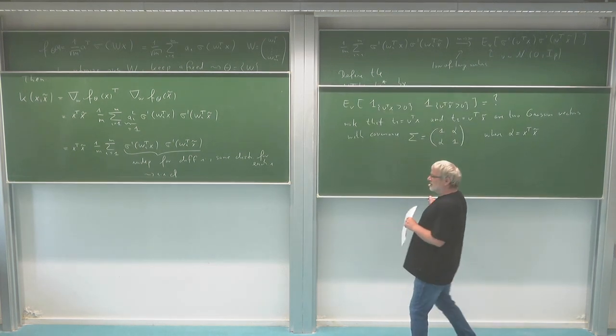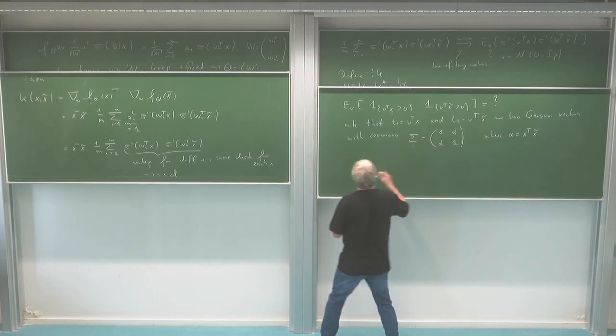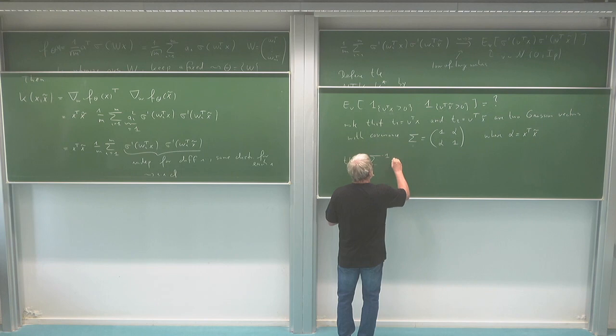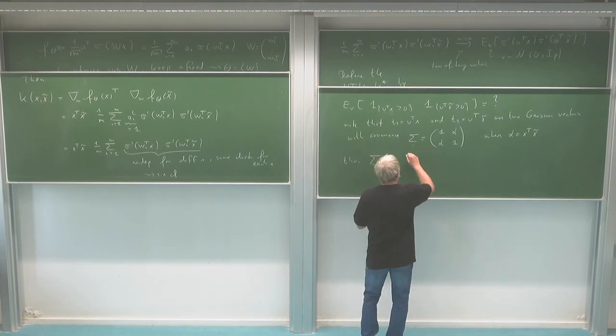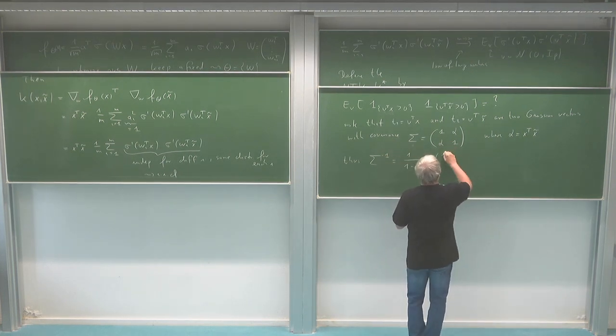And in this covariance, we need the inverse of the sigma, which of course is very easy to calculate here. So the sigma to the minus 1. So this is 1 divided by the determinant, which is 1 minus alpha squared. And then I just get here 1 minus alpha, minus alpha, 1.